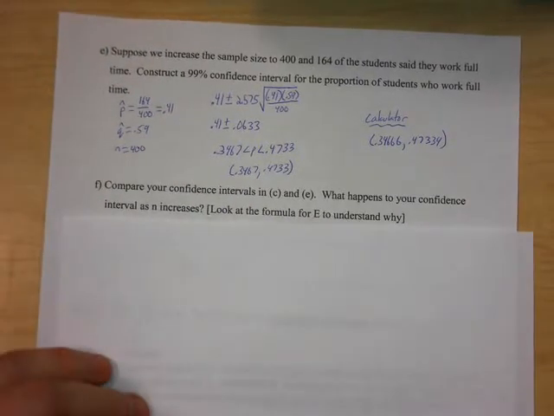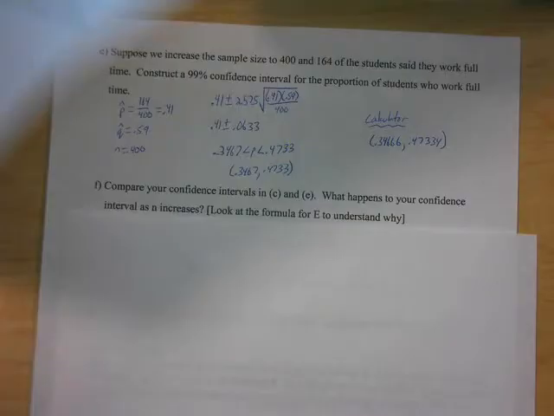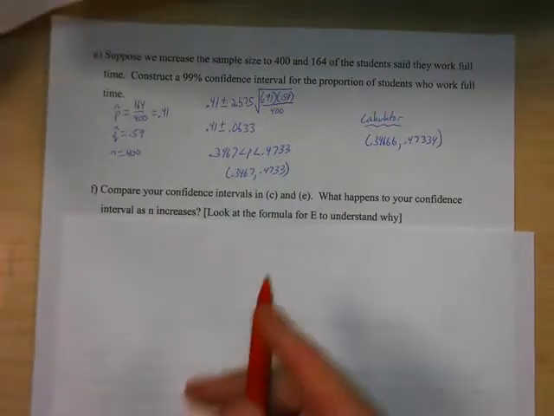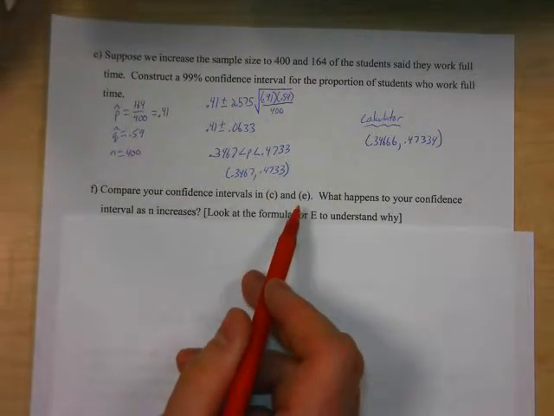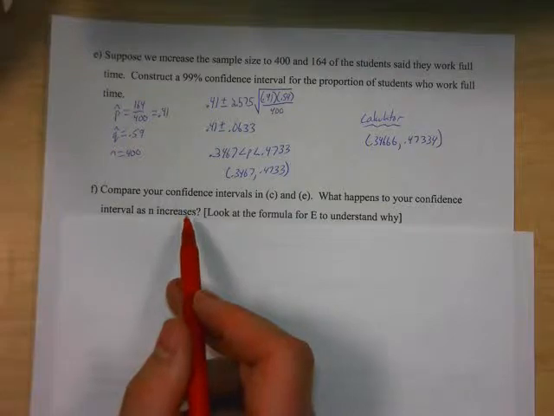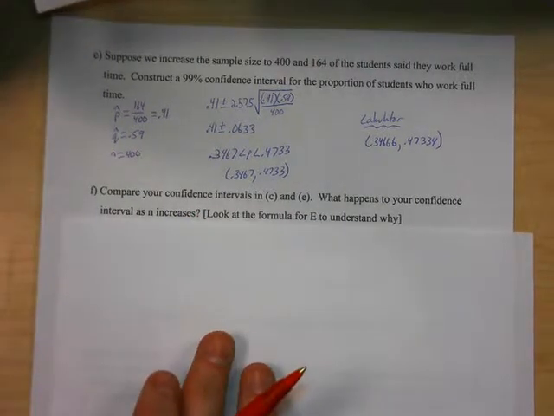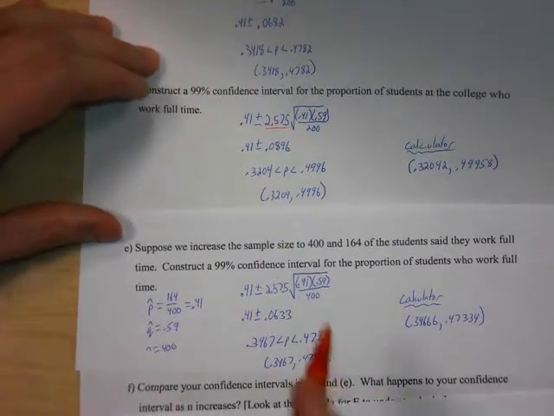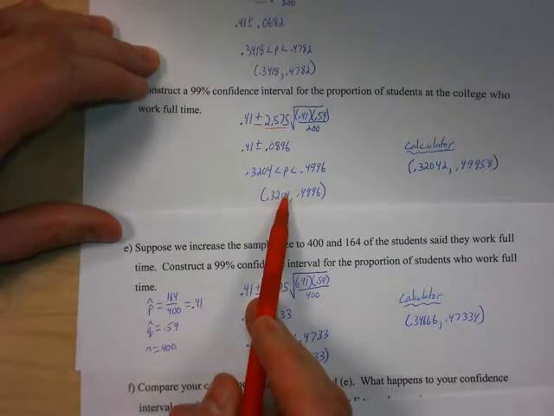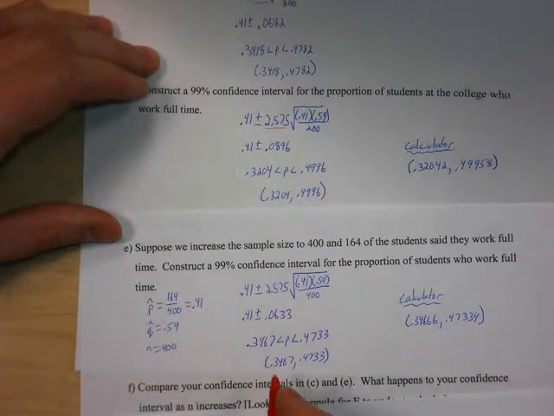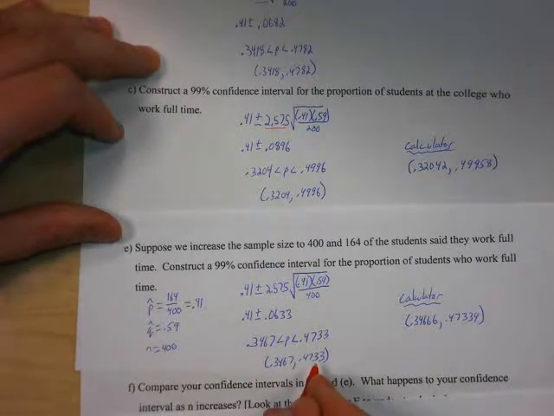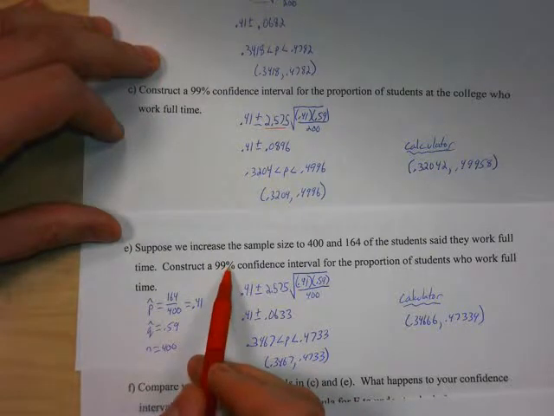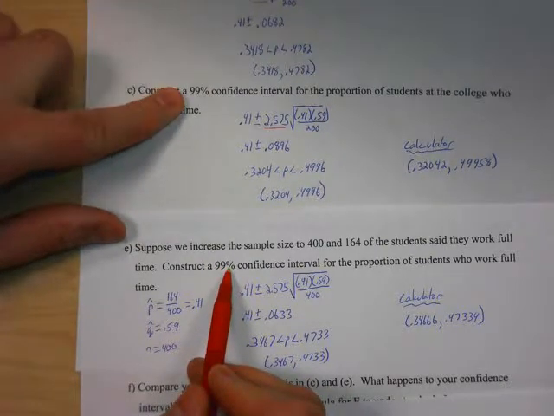Okay, so what happens? If we look at the results from C and E, what happens to our confidence interval as n increases? In part C, our confidence interval was from 0.3204 to 0.4996. Here it's 0.3467 to 0.4733. So we're 99% confident in each of these two.